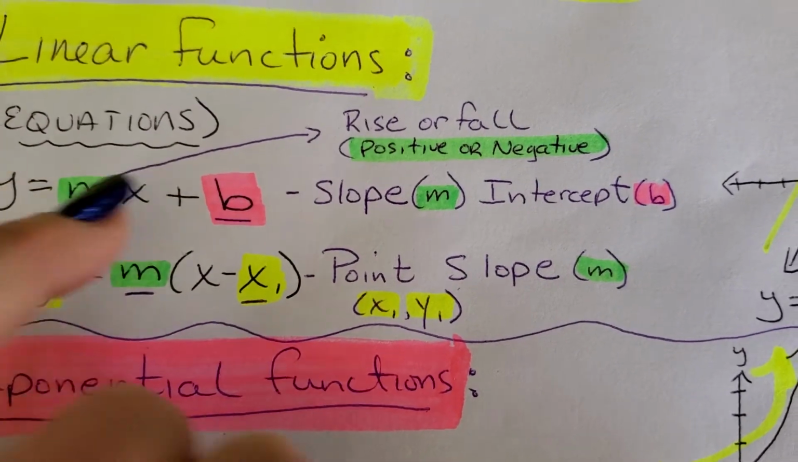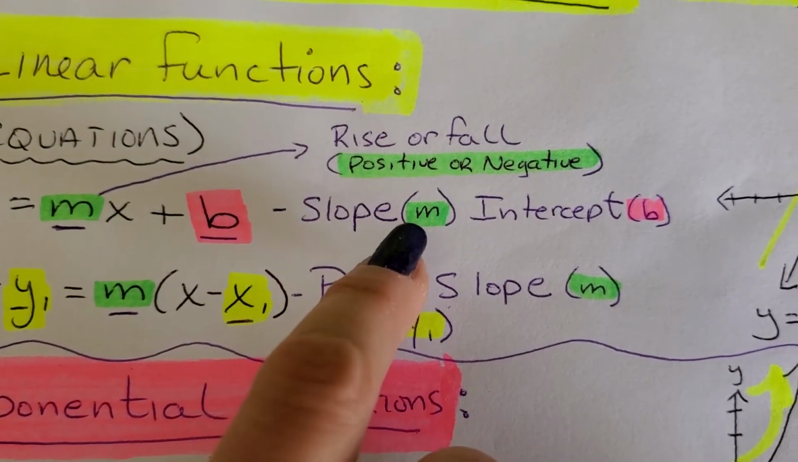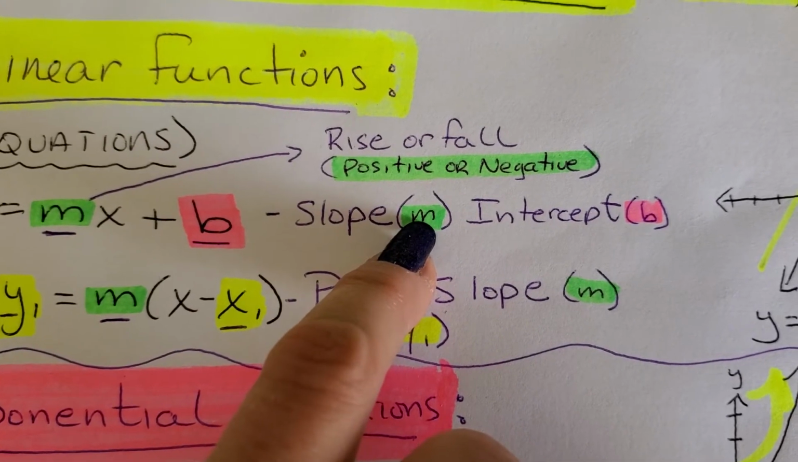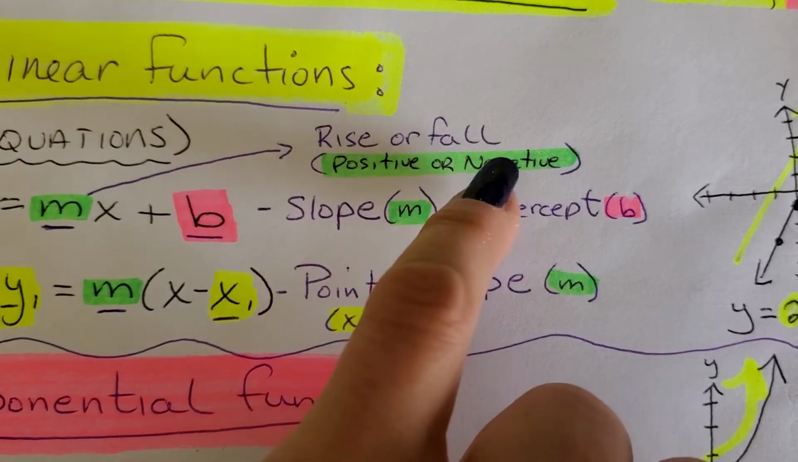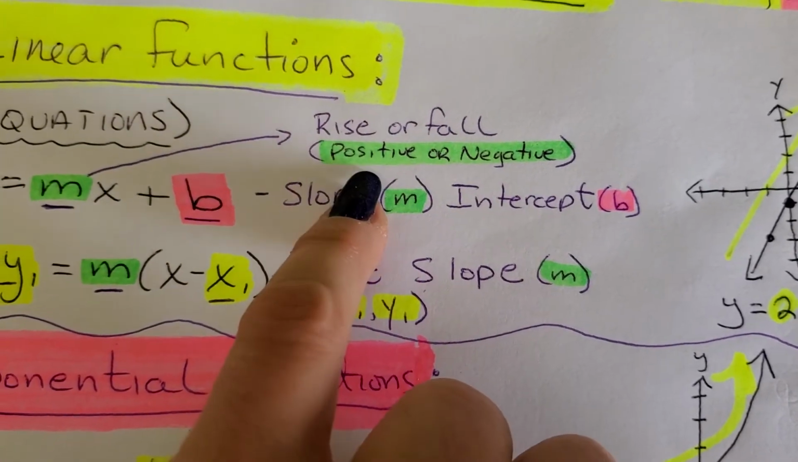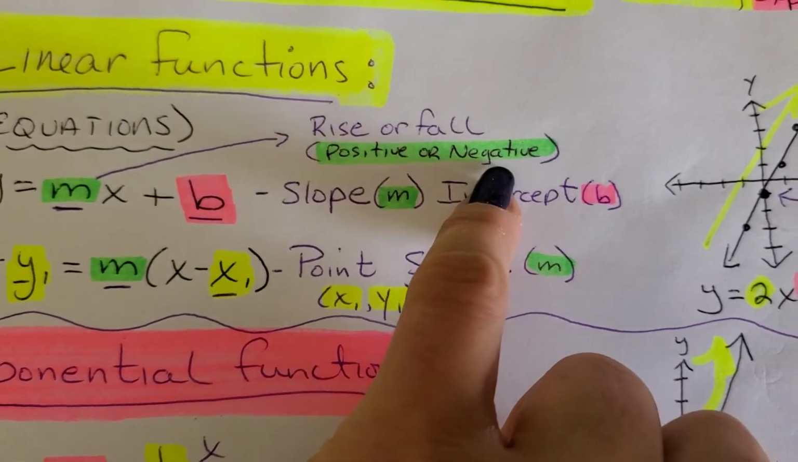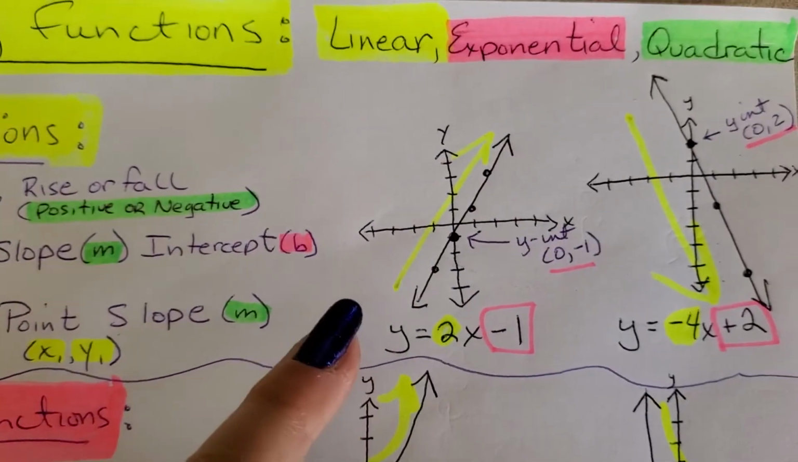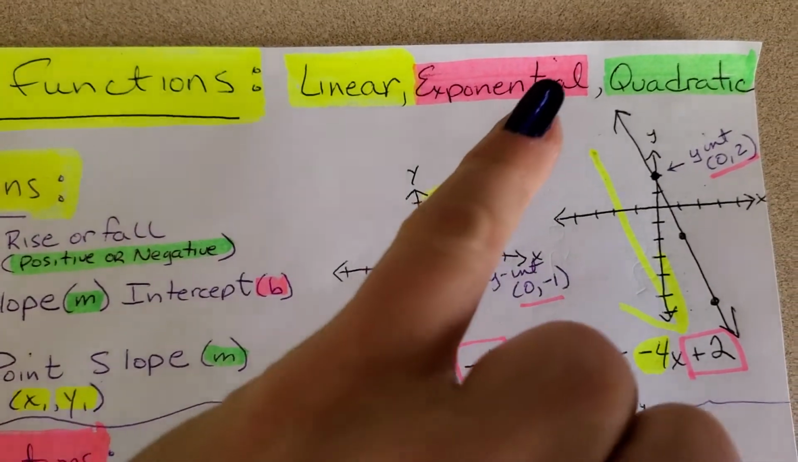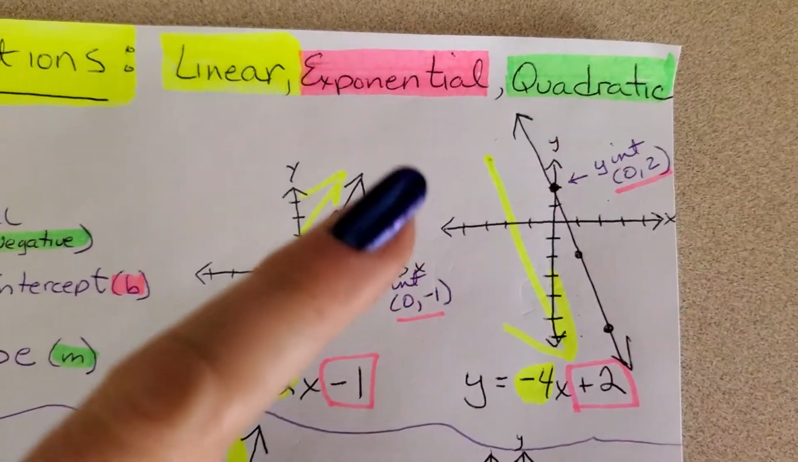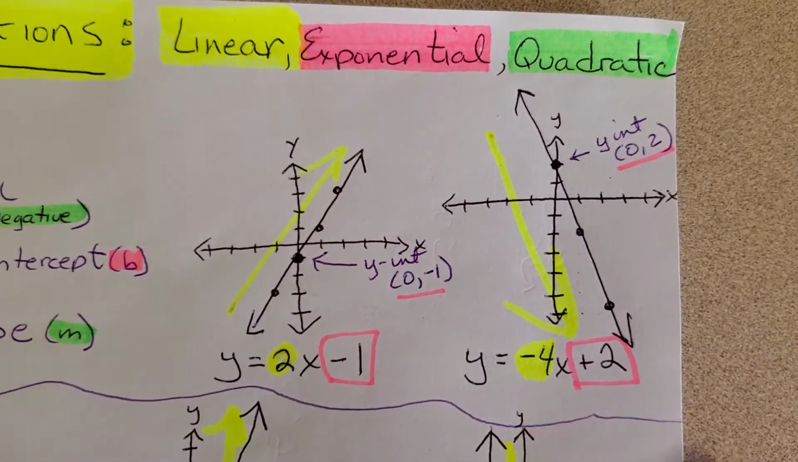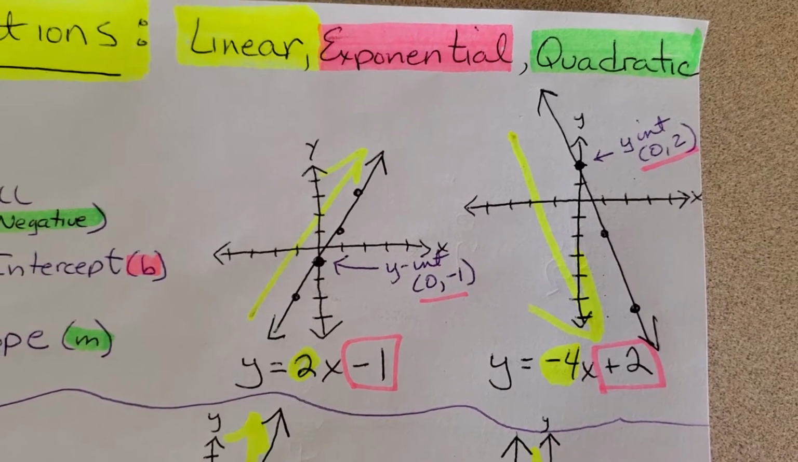Now, the slope, which is represented by m, determines whether the line rises or falls. So in other words, is it positive or negative? As you can see, when a line rises from left to right, that is positive. And when a line falls from left to right, that is negative.